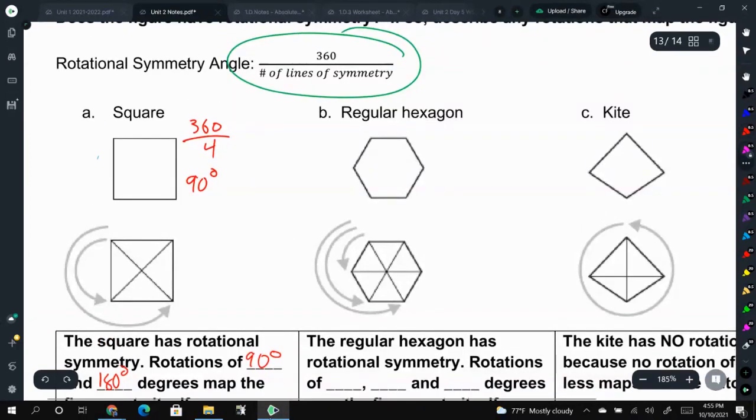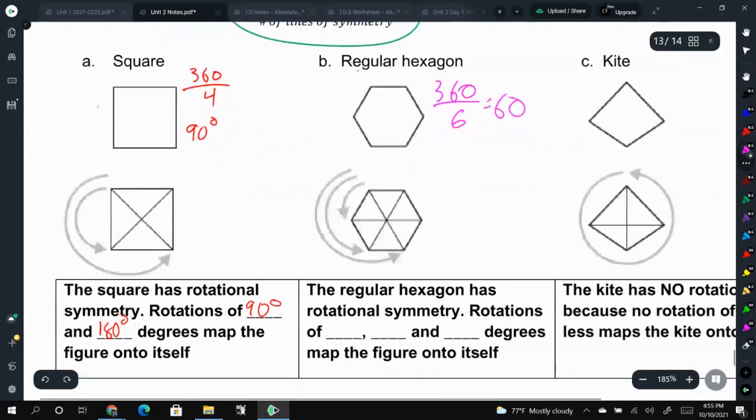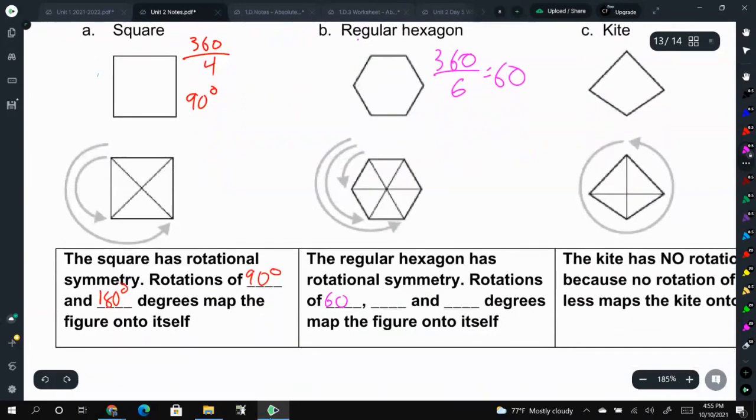Hexagons, a hexagon will have 6 lines of symmetry. So we do 360 divided by 6, and that gives us 60 degrees. So we have 60, 120, and 180 degrees. So I'm counting by 60s. Now you might say, well, why don't you go to 240 and so on? We don't need to go that far. We got 60, 120, 180. Once we hit 180, we can stop.